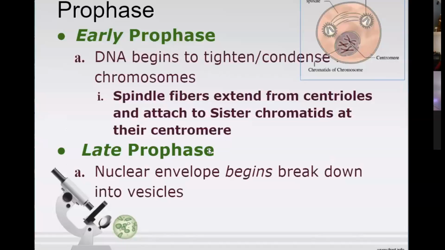By the end of prophase, the nuclear membrane will have broken apart and get stored in vesicles. Remember those little baggies? So they're going to store the vesicle, store the nuclear envelope so that they can form it again later.